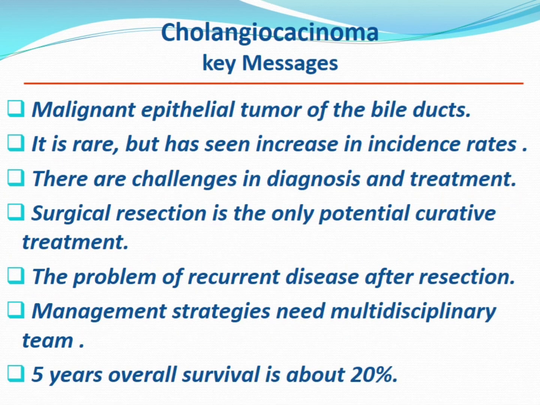Cholangiocarcinoma key messages. Cholangiocarcinoma is a malignant epithelial tumor of the bile ducts. It's a rare tumor but has seen an increase in incidence in the last decades. There are challenges in the diagnosis and management of cholangiocarcinoma. Surgical resection is the only potential curative treatment. The problem of recurrent disease after resection is seen in many cases. Management strategies need multidisciplinary management. The 5-year overall survival rate is about 20%.